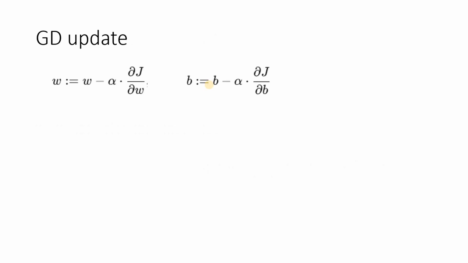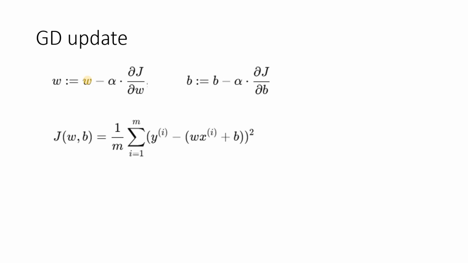In order to update W, the symbol colon followed by equal to is an update symbol. I want to arrive at a new value of W, which is the older value minus alpha times the partial derivative of J with respect to W. This is how I update the value of W. Similarly, B's new value is equal to the old value of B minus alpha times the partial derivative of J with respect to B. Since there are two parameters, I'll be updating both of them.